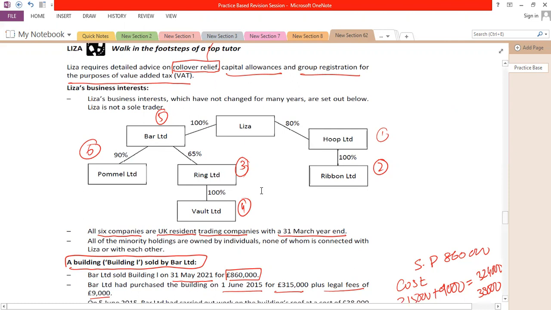You might have a question in section A on groups. Most likely one. Remember, we can't take risk on losses on groups. Get it?